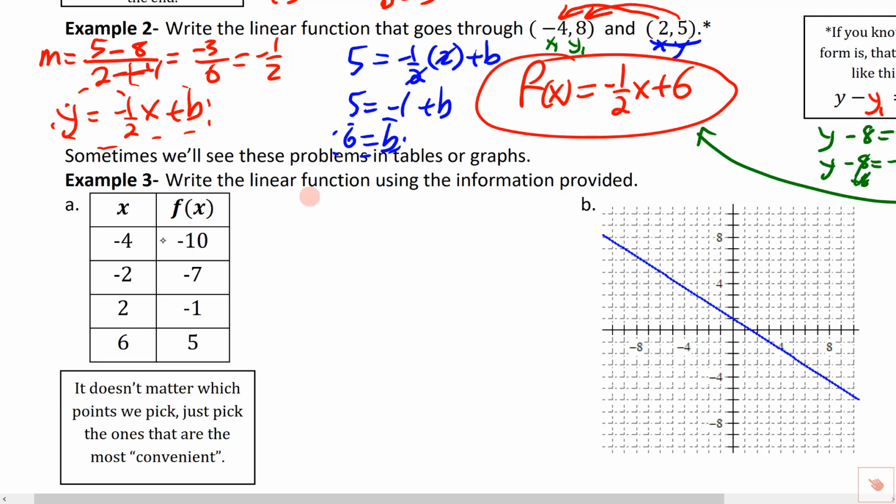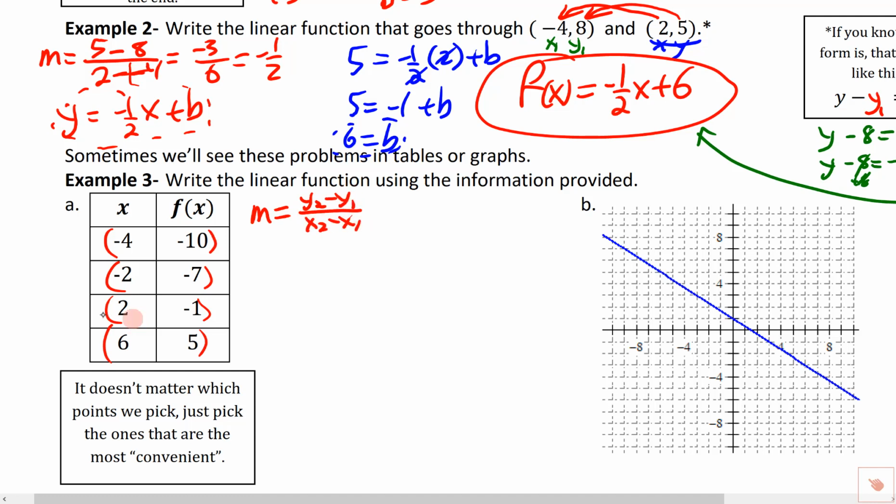So they've told us that this is a linear function. We're going to get a linear function out of this. So it doesn't matter which one of these ordered pairs we pick. We can pick the first one, the second one, the third one, or the fourth one. We just want to pick ones that are convenient, and normally the ones with positives or smaller numbers are usually better. So here's what we're going to do. We're going to do the y2 minus the y1 over x2 minus x1.